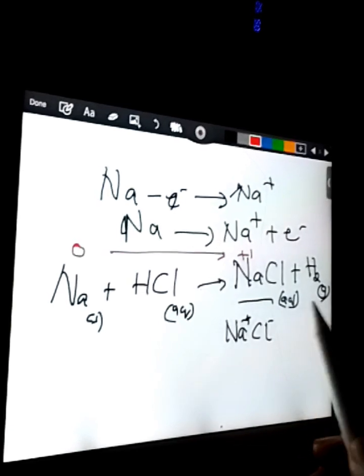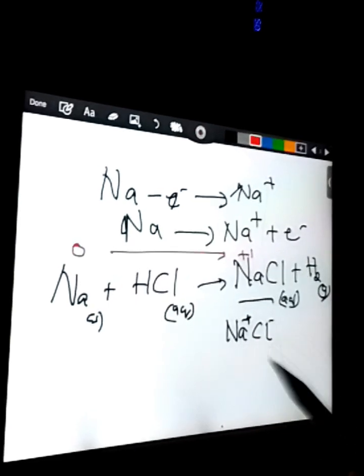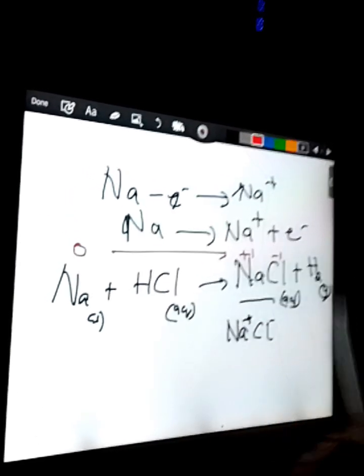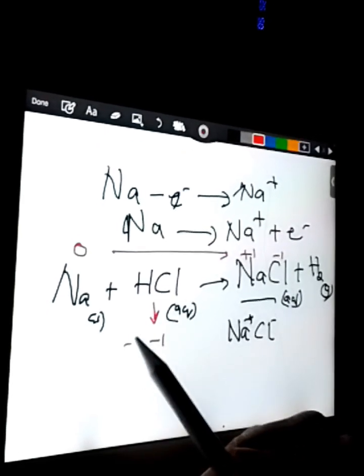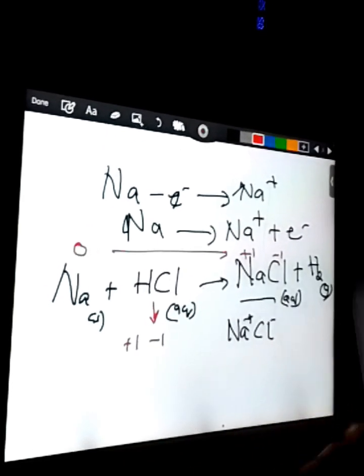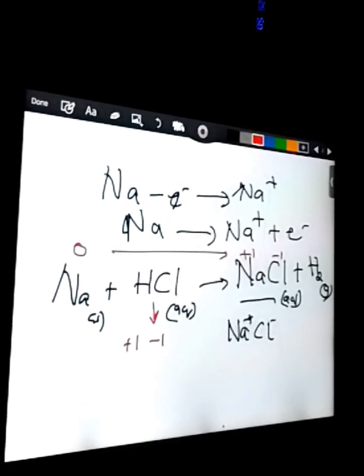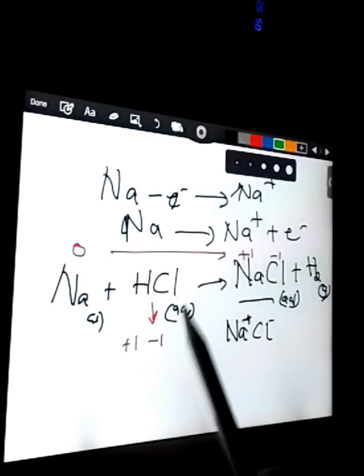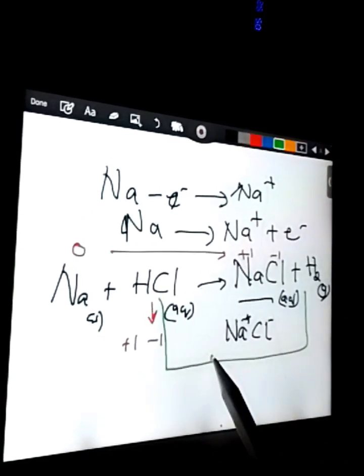Now what about chlorine? Chlorine does not change. Chlorine is still -1 here. In this compound, chlorine is still -1 and hydrogen is +1. So chlorine remains unchanged. It does not undergo oxidation nor reduction. But now let's look at hydrogen. Going from here to here, hydrogen has been reduced.